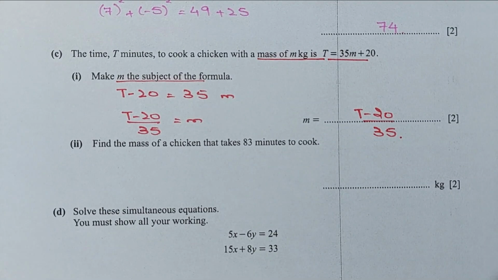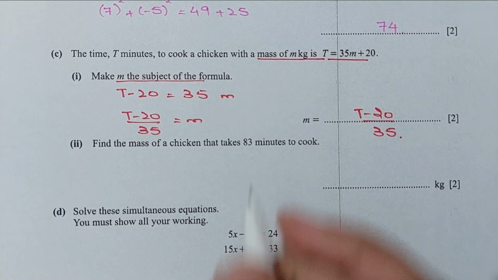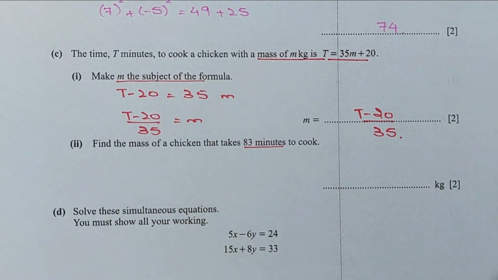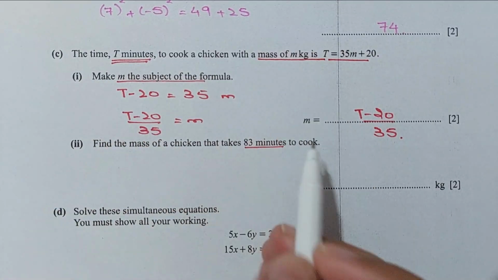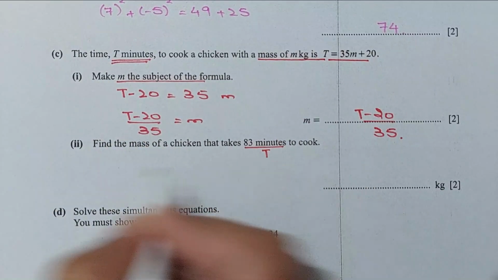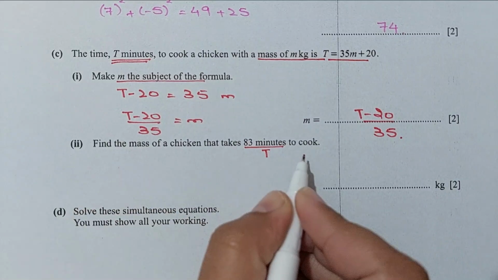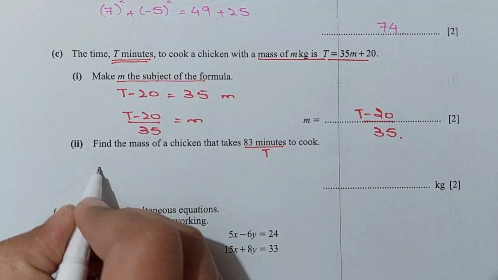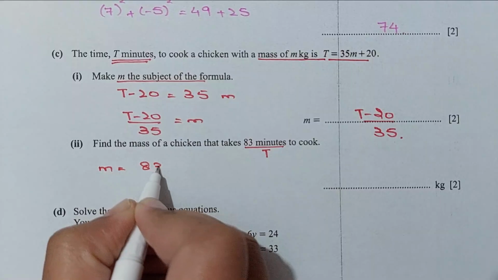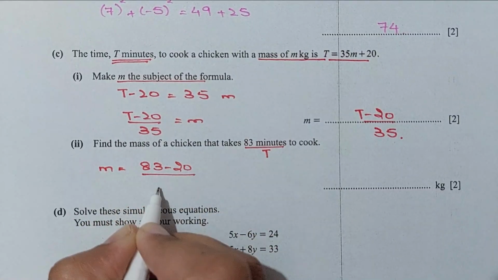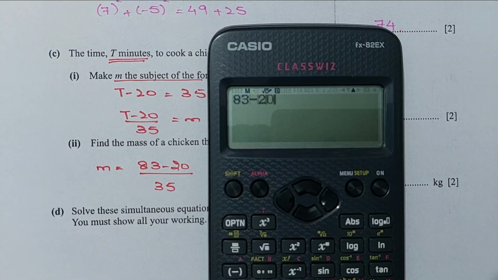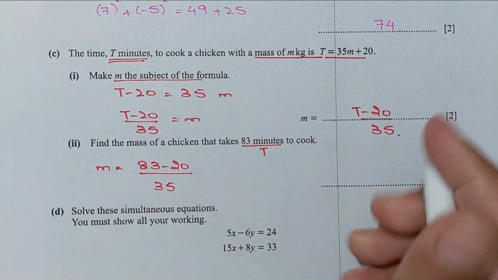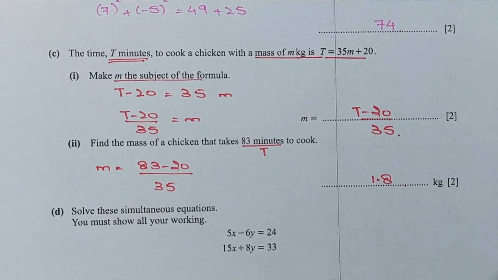Now for the second part, find the mass of the chicken that takes 83 minutes to cook. The time is T minutes, which means T should be equal to 83. This is the T value. When T is 83, what is the mass of the chicken? Use this formula. The mass of the chicken is 83 take away 20, divided by 35. This is 1.8. The mass of the chicken is 1.8 kilograms.